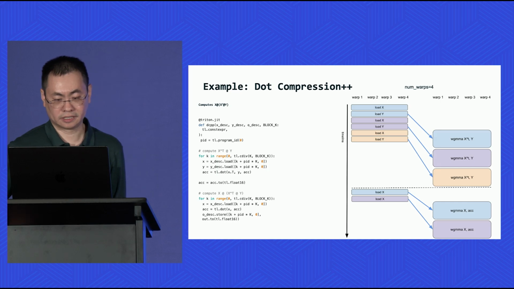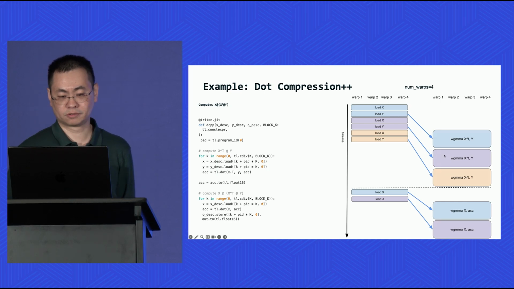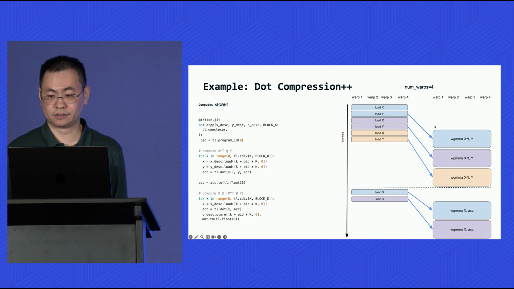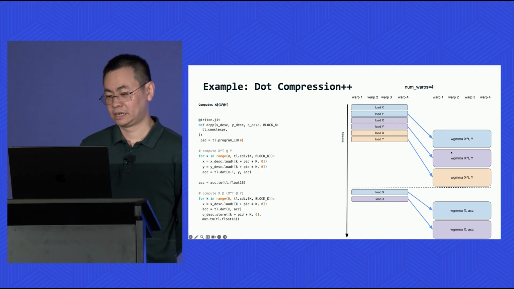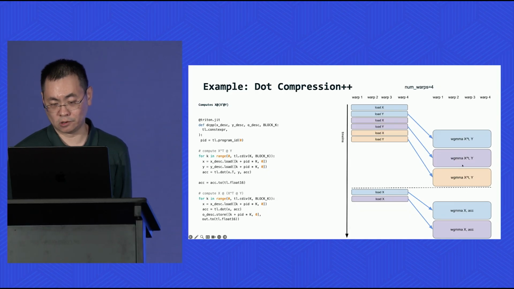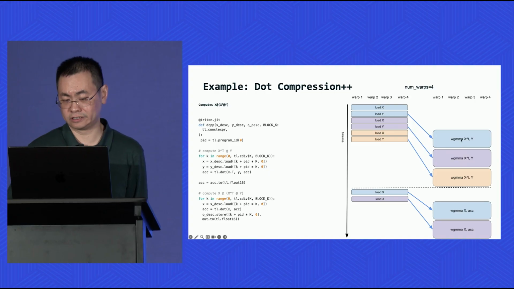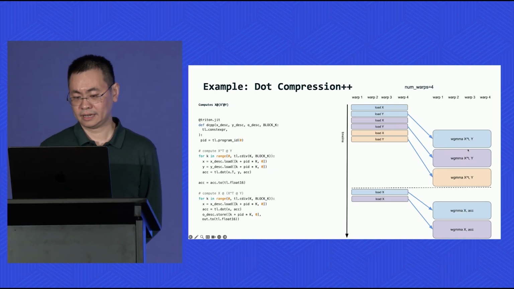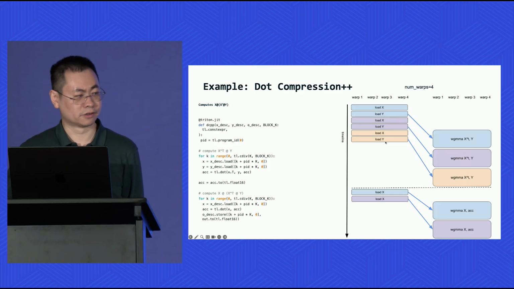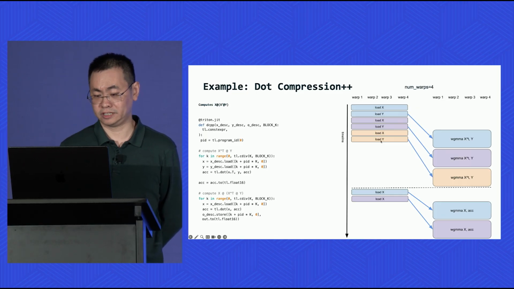In this example, let's say we have 4 warps running this kernel, and we have 3 buffers for each input. With pipelining, the tensor core can be busy all the time. There is no bubble there. The tensor core has continuous execution of the memory ops, and the memory load is similar. This is perfect for the first loop, and for the second loop, it's similar.